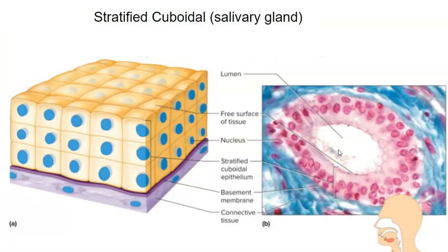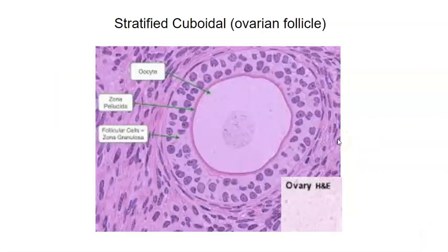Here's another stratified cuboidal. This is from the salivary gland underneath the tongue. Multiple layers. Cells look cuboidal in shape. Here would be the basement membrane. This would be the lumen or the passageway or opening. Here's an ovarian follicle. Looks like we have multiple layers of cuboidal-like cells, so stratified cuboidal.